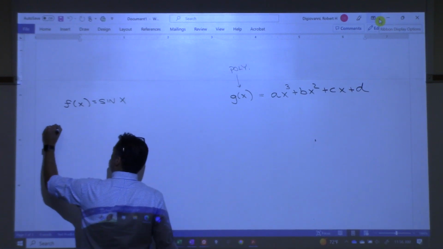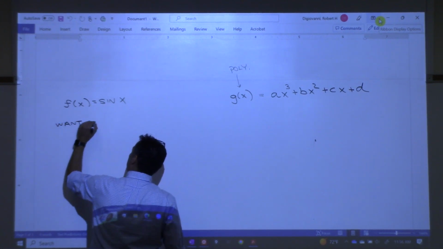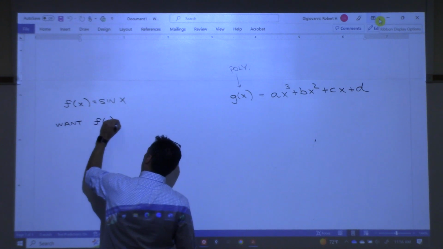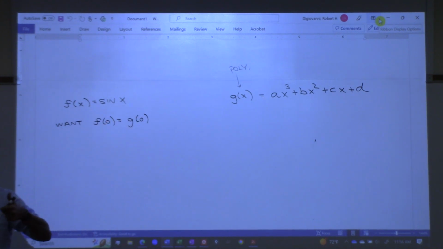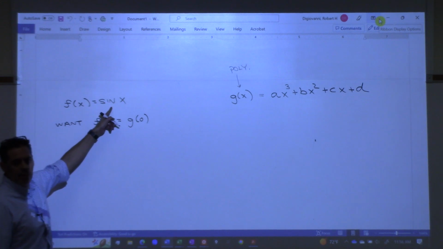So here's the first thing I want. I want f of 0 to be equal to g of 0. I would really like that to happen, that when I plug 0 into both these functions, I get the same thing. Well, what happens when I plug 0 into this? What do I get? What's sine of 0?